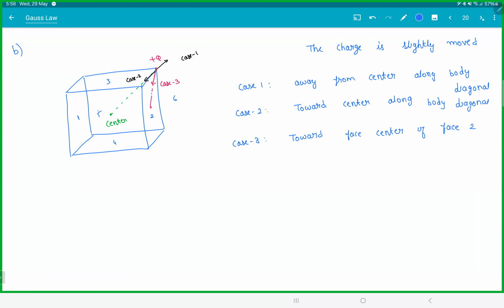So the charge Q is on the corner. Initially, case 1, you just slightly pulled it outside, very little. Case 2, you slightly pushed it inside. Case 3, you pushed it slightly along the diagonal, meaning on that face. Find the flux through each face.